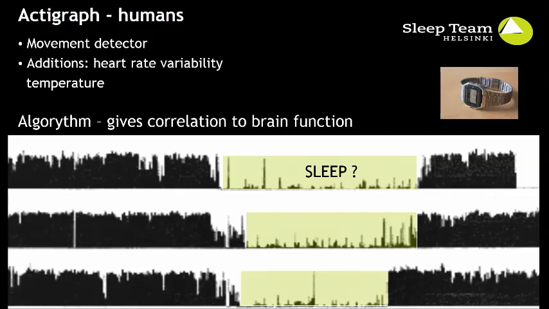A good algorithm can detect sleep rather reliably, but a true assessment of sleep can be obtained only from an EEG recording. Any algorithm must be thoroughly validated by comparing its ability to detect sleep against the golden standard for sleep assessment, which is EEG.